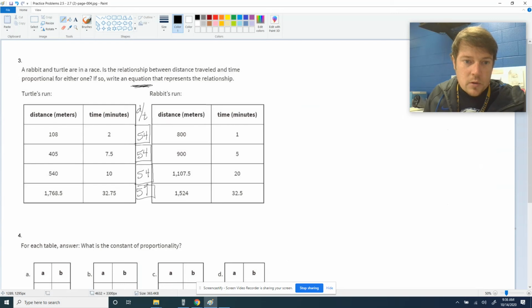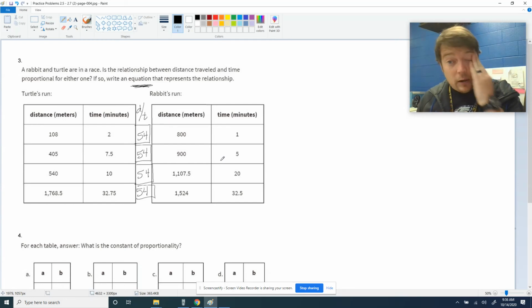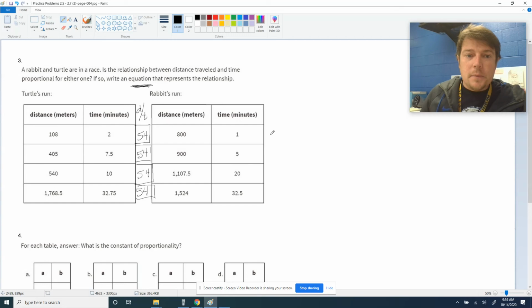Now, if you remember the story, the rabbit was not that way. The rabbit is going to go really slow and then try to kick it up later, or go really fast and then take a break and then maybe fall asleep. I don't remember the story exactly, but I've got a feeling that the rabbit is not going to be a constant speed. It's not going to be proportional. So let's do distance divided by time for him.